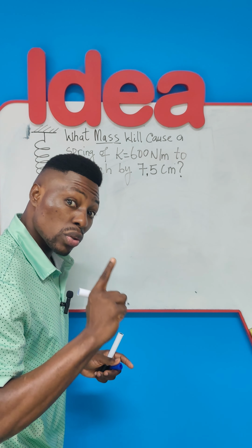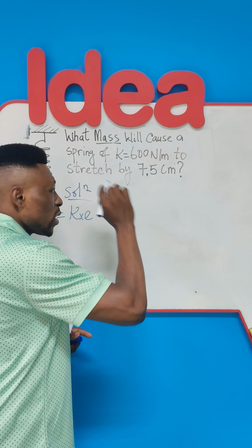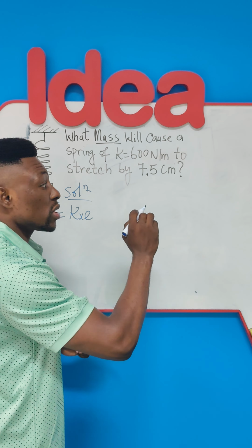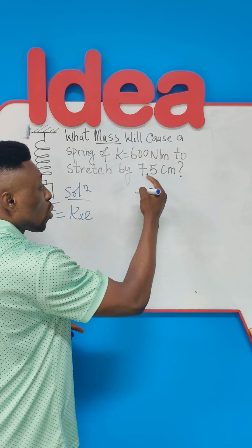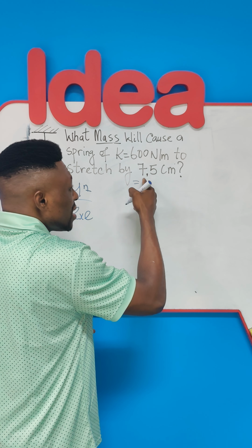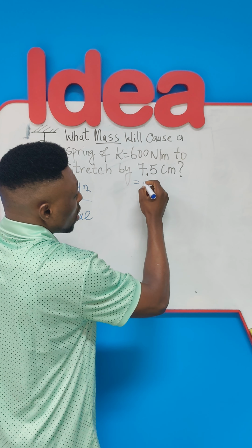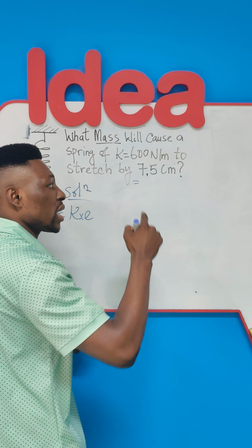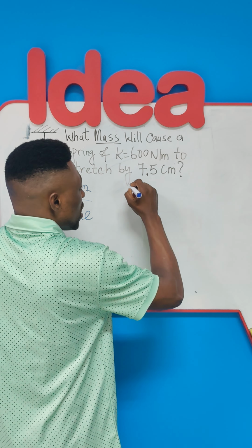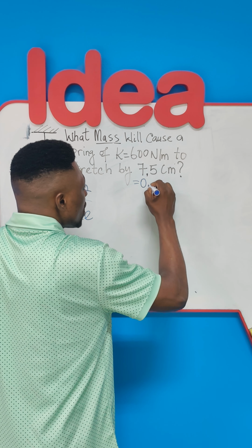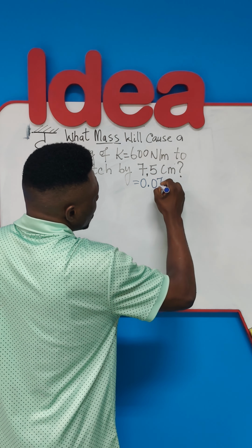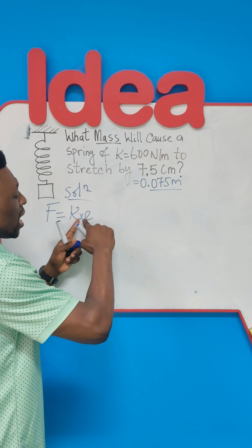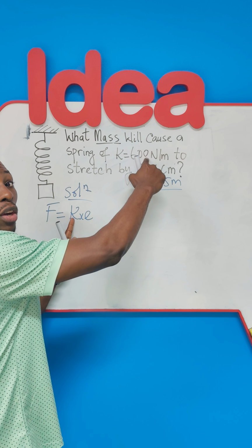And I always tell all students, be careful. The first thing is to watch out for the SI units of each quantity in the question. Here it's been given in centimeters. So I would say start by converting this to meters, which is nothing else but 7.5 divided by 100, to take it from centimeters to meters. This is going to give you 0.075 meters.